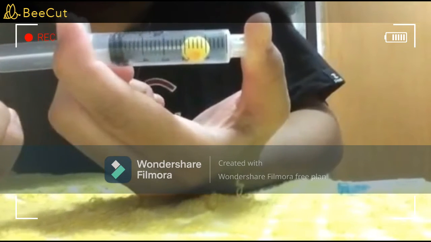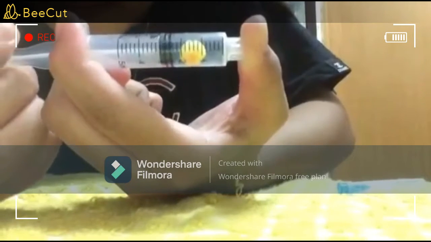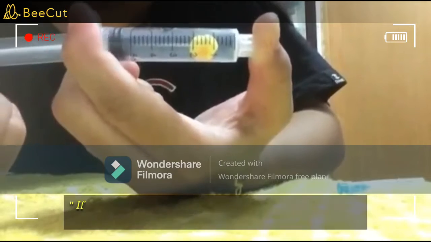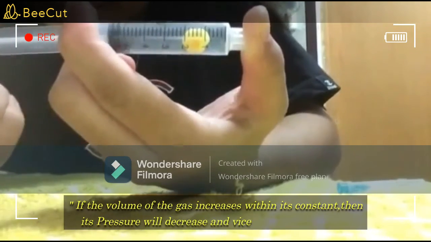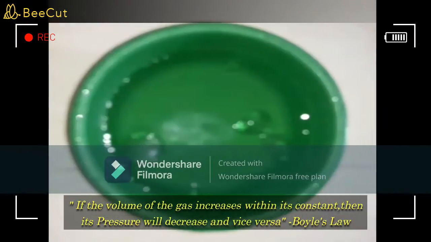When I pull the plunger back, the marshmallow gets bigger. When I push the plunger down, the marshmallow gets smaller.